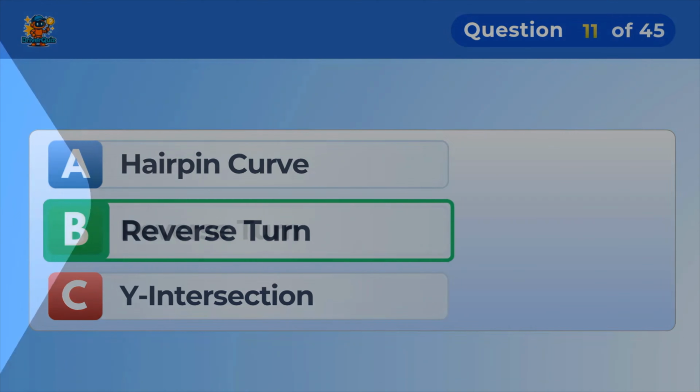Question 12. This sign warns drivers about A. Animal crossing. B. Farm machinery. C. Cattle crossing. Let's check it out. Cattle crossing.